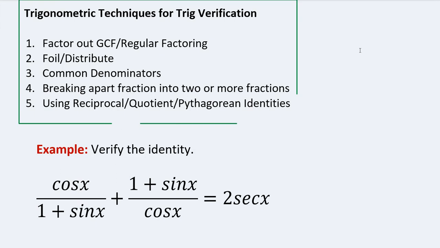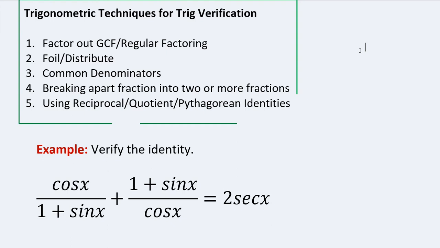Okay, so we have our first example here, says verify the identity. So what we're trying to do is we're trying to prove that the left-hand side, which looks pretty complex right now, is equivalent to 2 secant of x. You cannot manipulate the right-hand side of the equation. You can only manipulate one side of the equation.